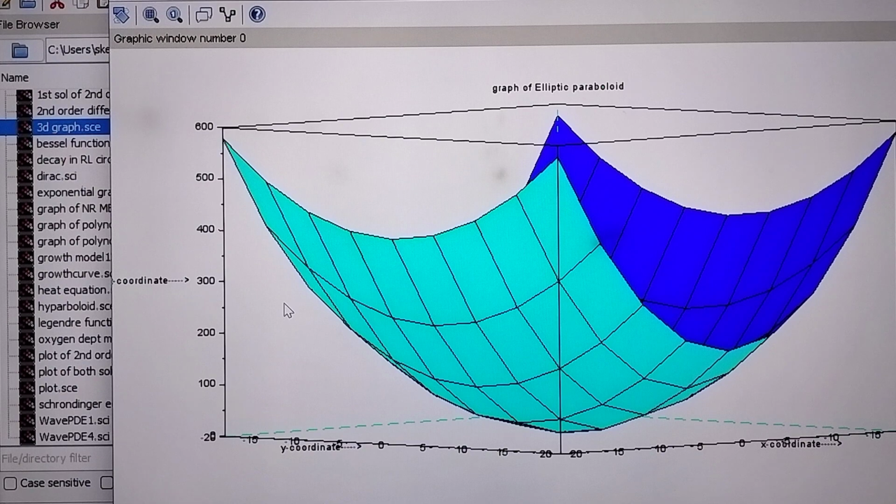In two dimensions it is in the form of a parabola, and since it is three dimensional, it is in the form of a symmetric figure, so it is elliptic.